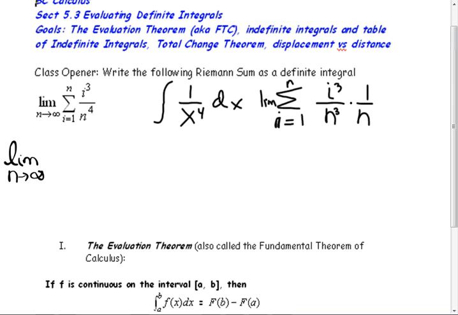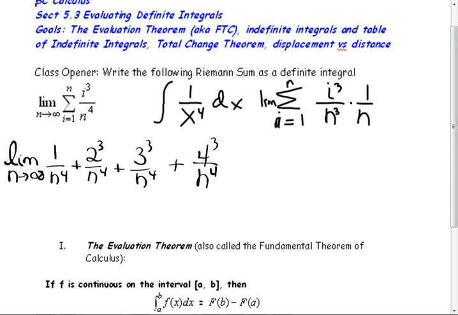So if we start with the counter, it's 1 over n to the 4th plus 2 cubed over n to the 4th, because the counter goes I equals 1, then I equals 2, then it's 3 cubed over n to the 4th. Don't multiply it out. Plus 4 cubed. I didn't think of doing it that way. I'm looking at it this way, but that's okay. This is a better way to see it, I think. Plus, then it's I cubed over n to the 4th.